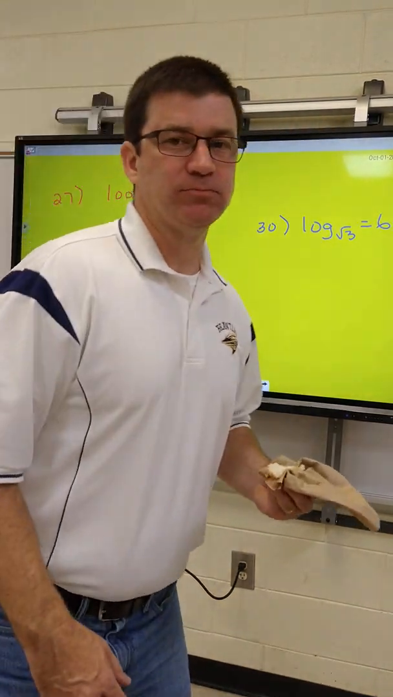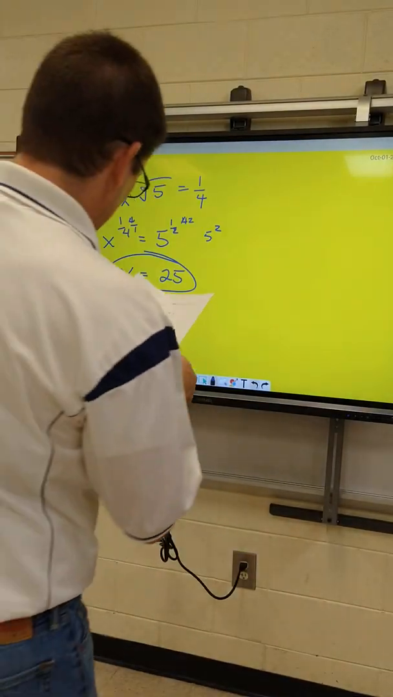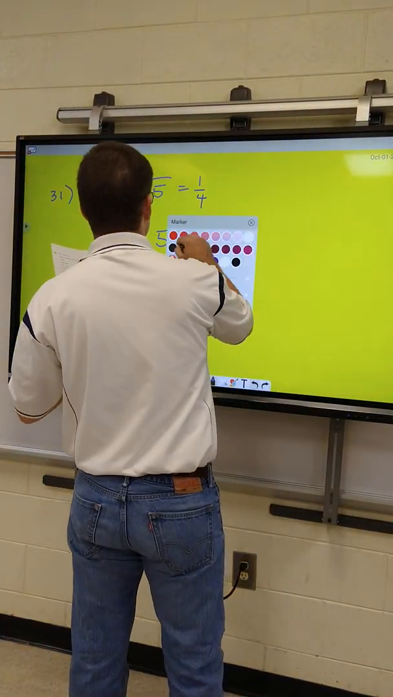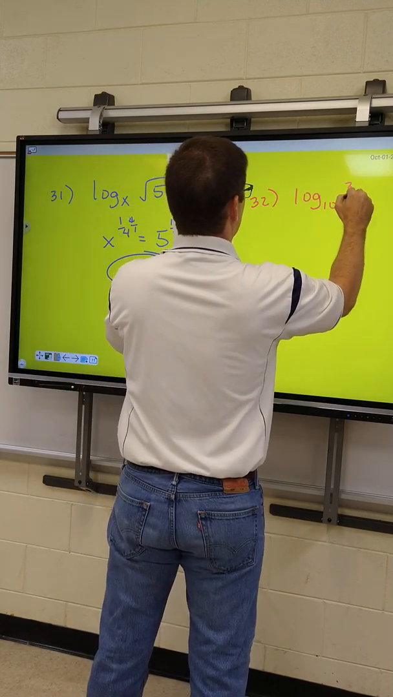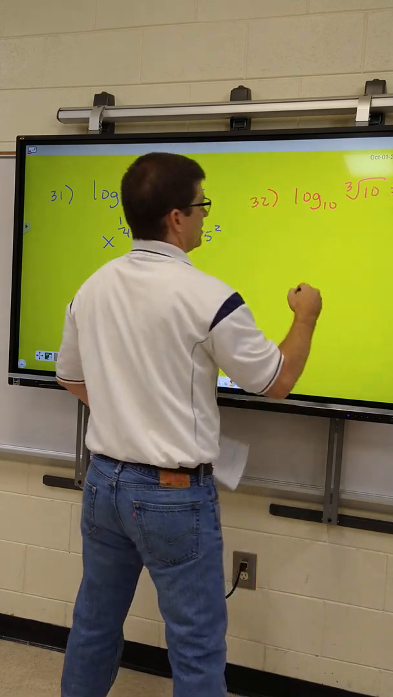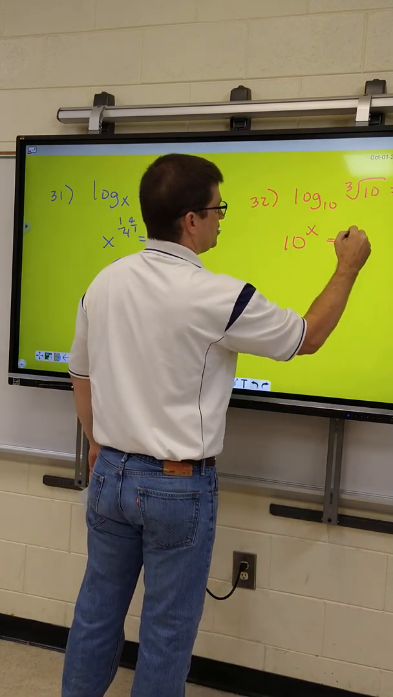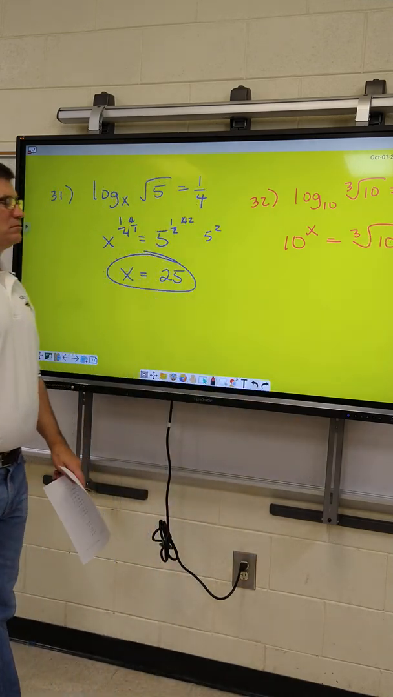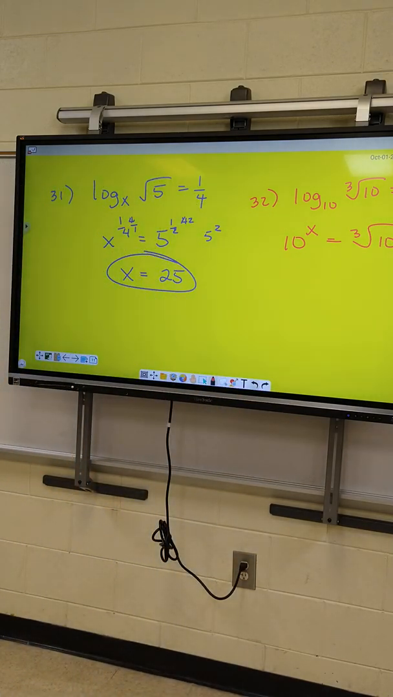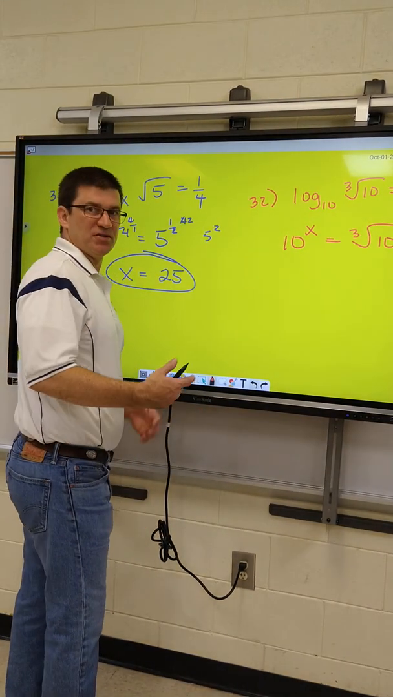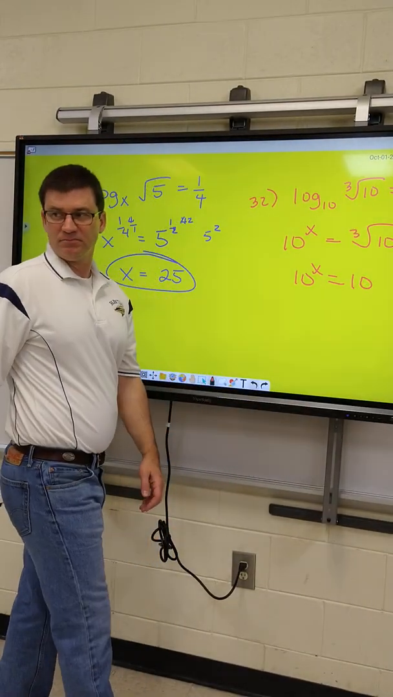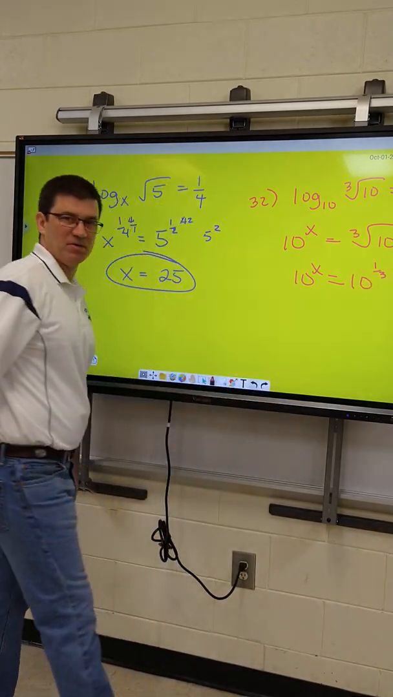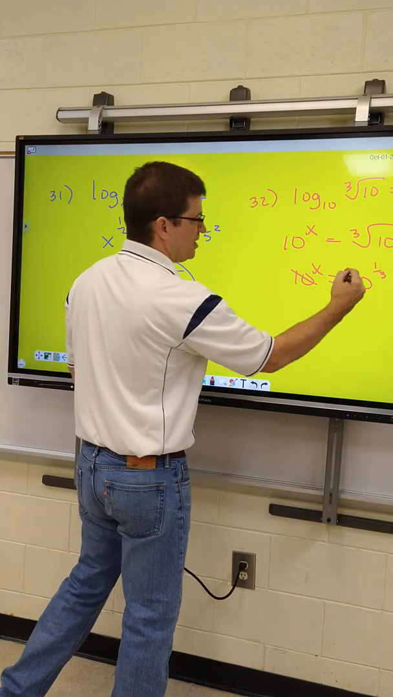I wrote it down wrong. 32. Log base 10. All right, so we got 10 to the x equals the cube root of 10. So somebody help me. What do we do first? We got to fix that root. How do I turn that into an exponent? It's going to be 10 to what power? 1/3. Good. All right, well, this was an easy one then. What's the answer? Yeah, you just cross out the 10s, x equals 1/3.